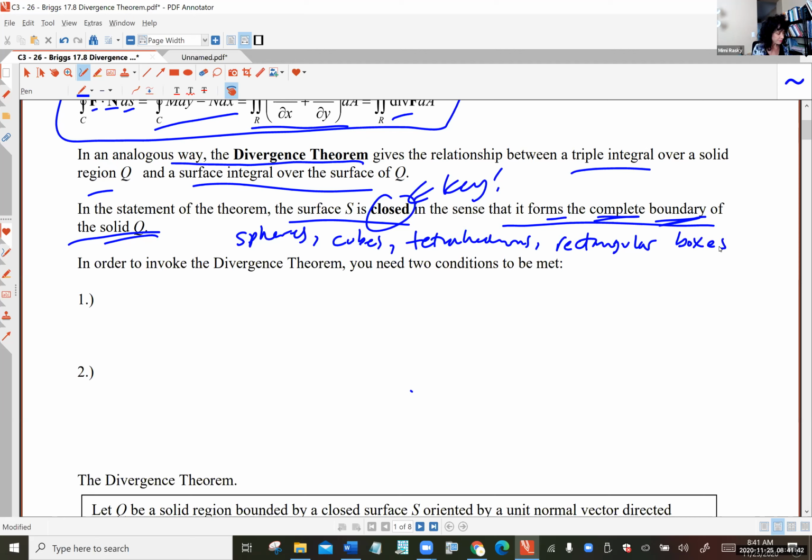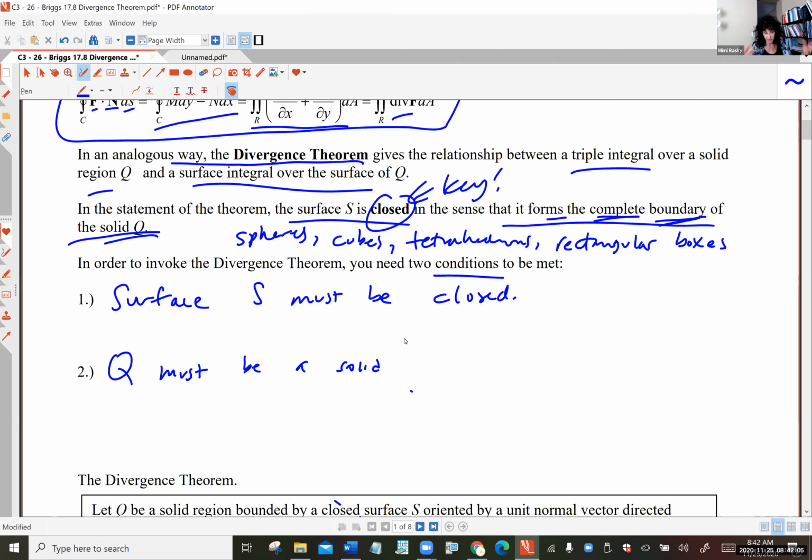Okay. So let's do the criteria that you need in order to be able to use the divergence theorem. The surface S must be closed. I just said that, but I'm going to say it again at the risk of being redundant. Then the Q must be a solid region whose surface is S, on which a triple integral can be evaluated. Otherwise, we're screwed because we're going to be doing triple integrals again today.